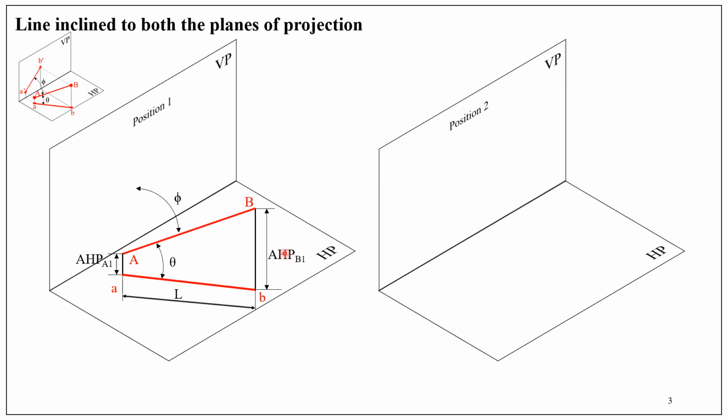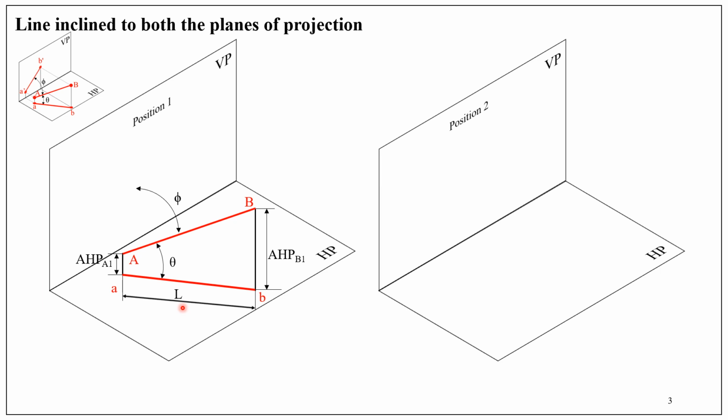So why is it suffix 1? Because this corresponds to position 1. So what is position 1? Position 1 is the actual position of the line as given in the problem statement. That means the line AB is inclined at an angle theta and phi to the horizontal plane and the vertical plane. In this position, the top view length is L.